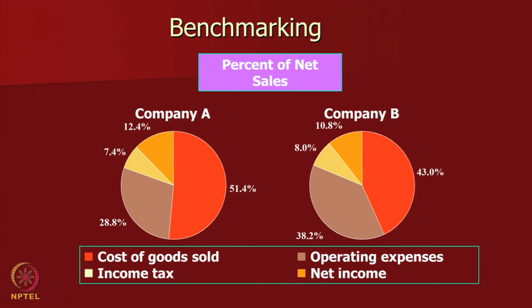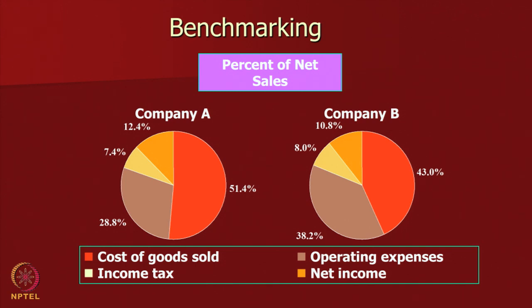Another method could be benchmarking. We can also convert the whole statement into a pie chart, as you can see here. For company A and B, total sales as a percentage is calculated. So, you can understand, see here, this part is cost of goods sold. For company A it is 51%, for company B it's 43%. So, A is spending much more on cost of goods sold. Like that, we will be able to make comparisons.